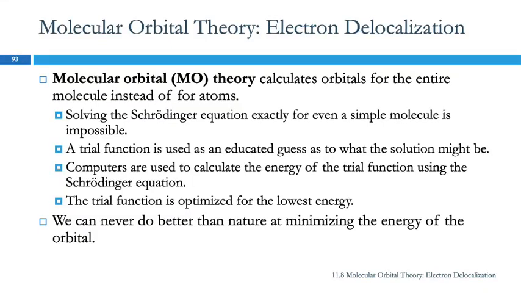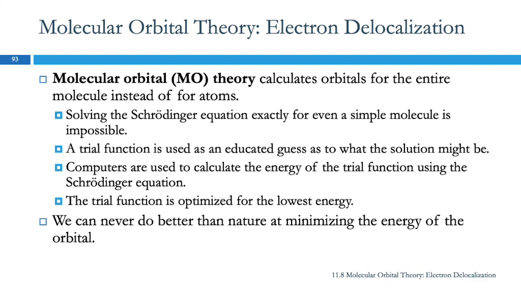The last bonding theory we're going to talk about is called molecular orbital theory. Here, the orbitals are calculated for the entire molecule instead of for specific atoms. So these hybridized orbitals, I guess you could say, are shared over the entire molecule.